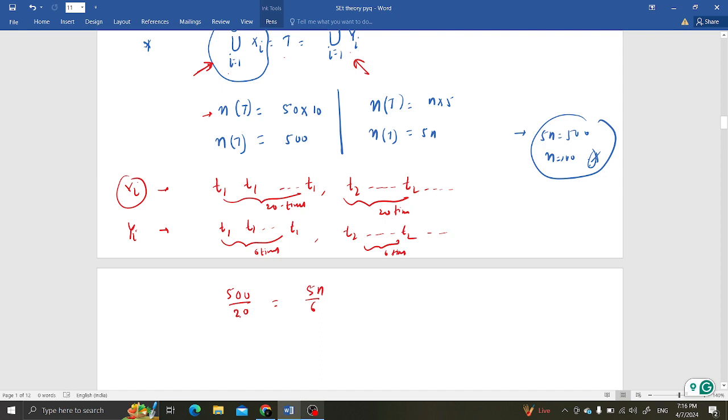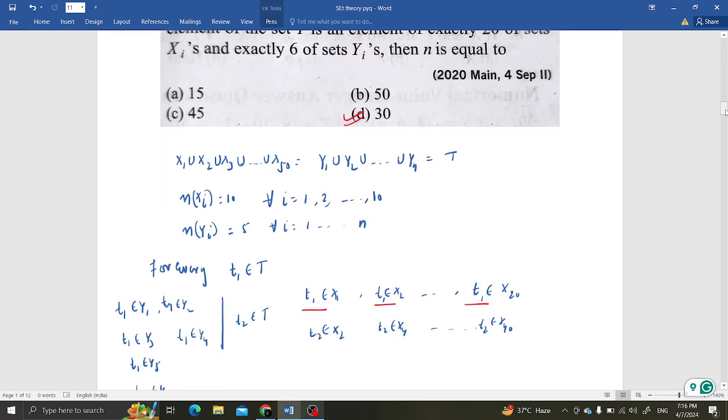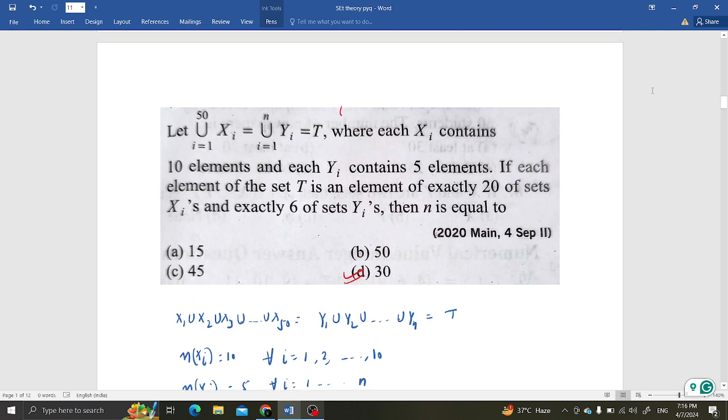Clear? Why did I divide by 20? Because T1 repeats 20 times, T2 repeats 20 times, and I took T1 20 times. That's why. So what we get here is n equal to 30, which is the answer. What is the answer? n equals 30. D is the answer. I hope you understand this question. Why am I taking this one? Because it repeats 20 times.